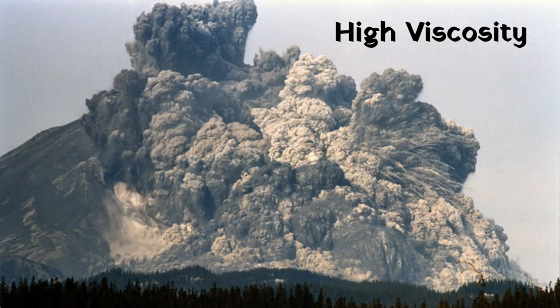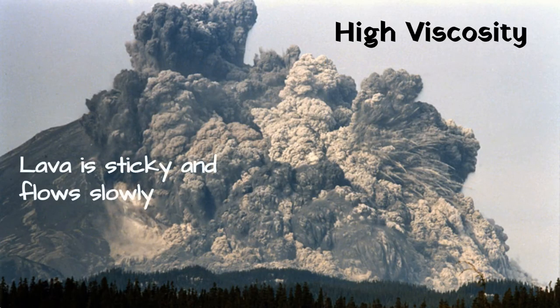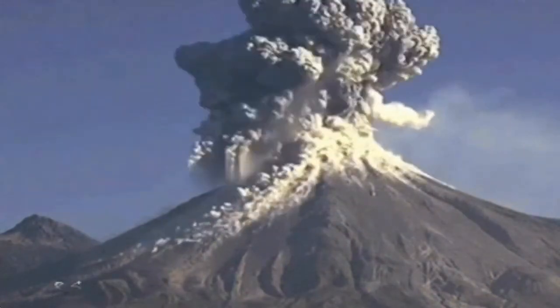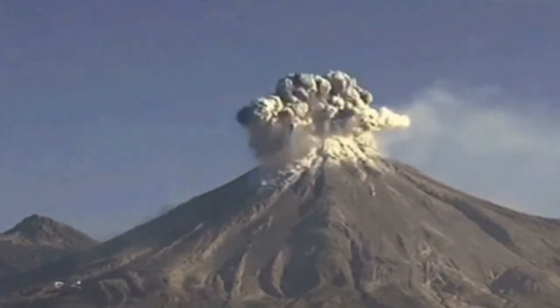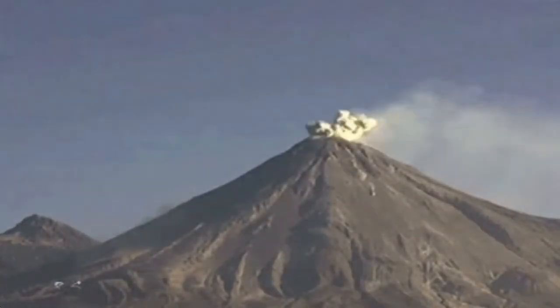High viscosity, on the other hand, the lava is sticky. It flows very slowly. Sometimes it doesn't flow at all because the gas pressure is building up and building up. So the gas doesn't have little tiny bubbles that escape quickly. Think of it as one giant gas bubble that's trying to get out. And we're going to play with this. We're going to try to demonstrate this. That's more of a high viscosity type of eruption.